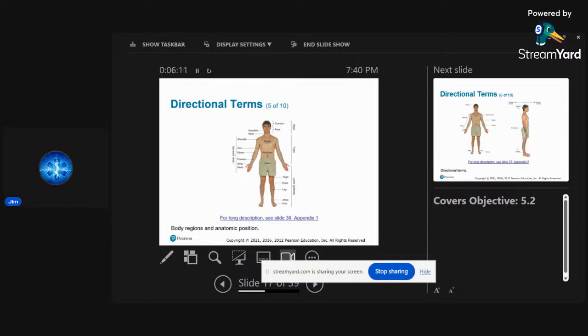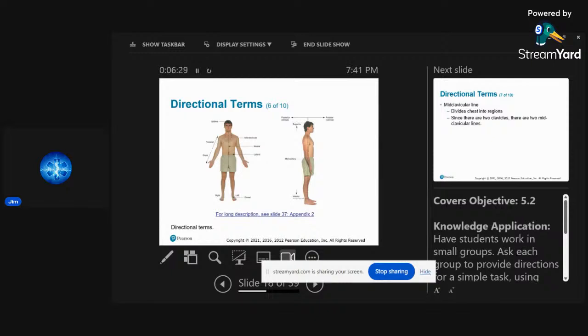Here's a nice picture showing directional terms and different body regions and anatomic position. So this is the anatomic position: facing forward, arms to the side, palms facing forward. They're talking about some planes. The one on the right is the mid-axillary line, and the other one is the midline. So the midline divides the body right and left. The mid-axillary divides it front and back.